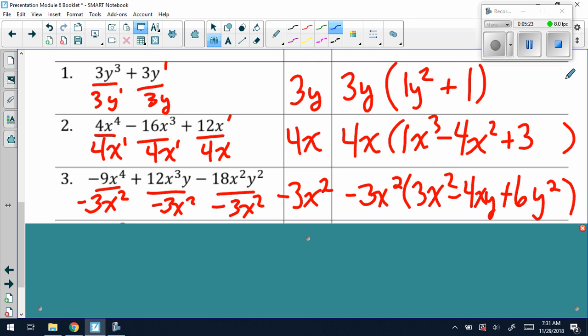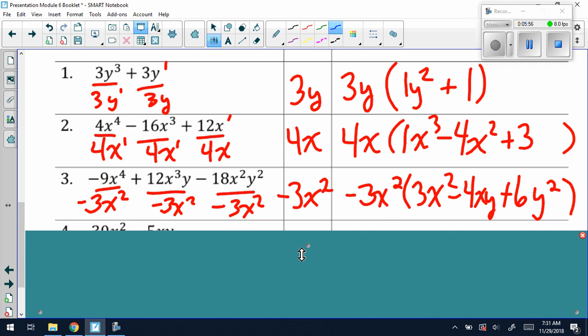On ones like this, it's really important to redistribute and check your exponents. So negative 3x squared times 3x squared does give me negative 9x to the fourth. Negative 3x squared times negative 4xy. Negative 3 times negative 4 is positive 12. X squared times x is x cubed, and then y. And then negative 3x squared times 6y squared, negative 3 times 6 is negative 18. I've got the x squared and the y squared. You can write that step out if it helps you.